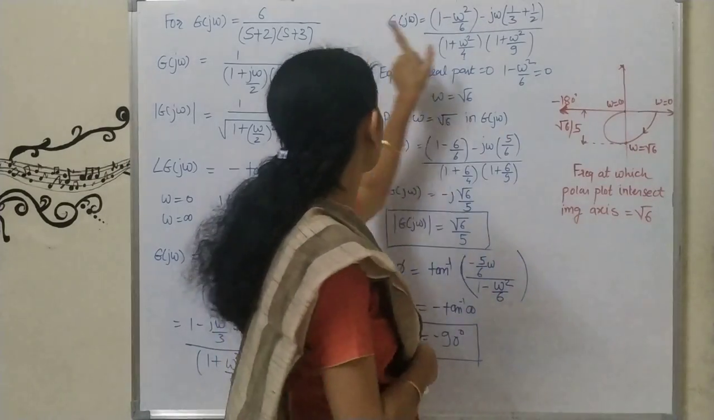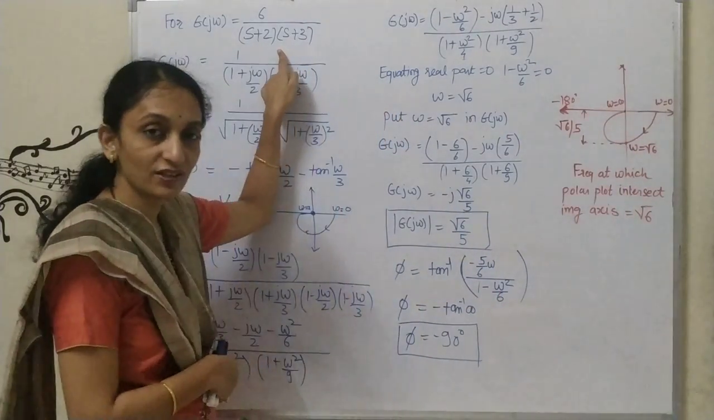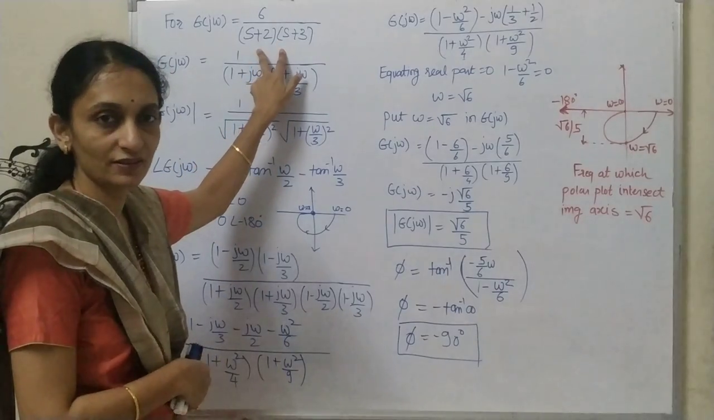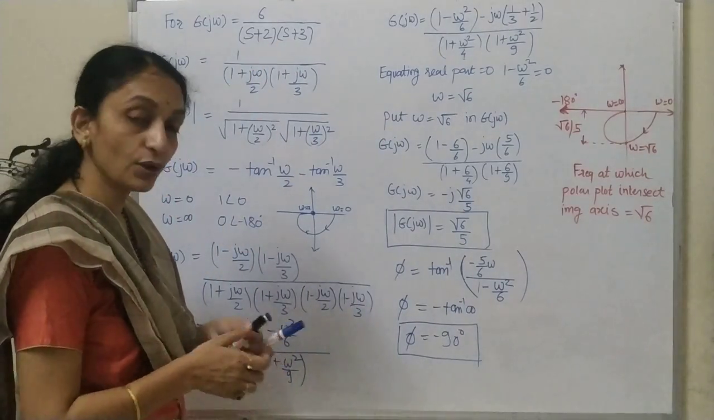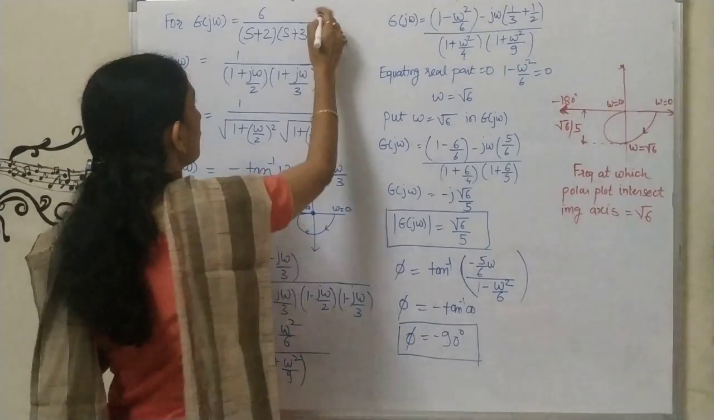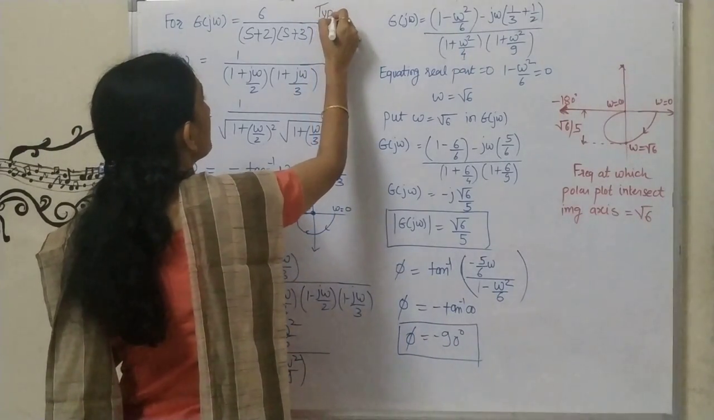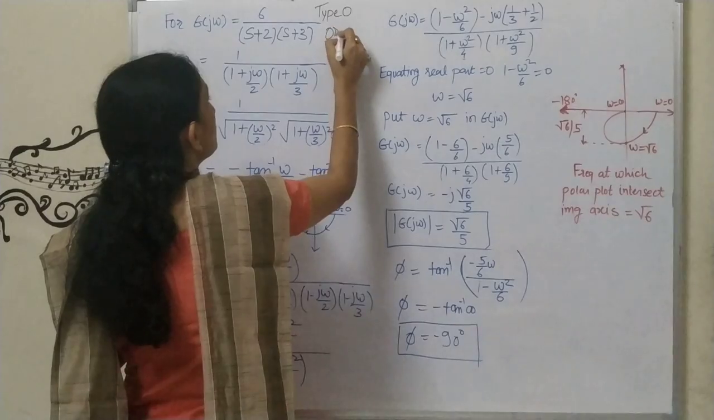For this transfer function you can check that two real poles are there and no pole is at the origin. So this is an example of type 0 order 2.